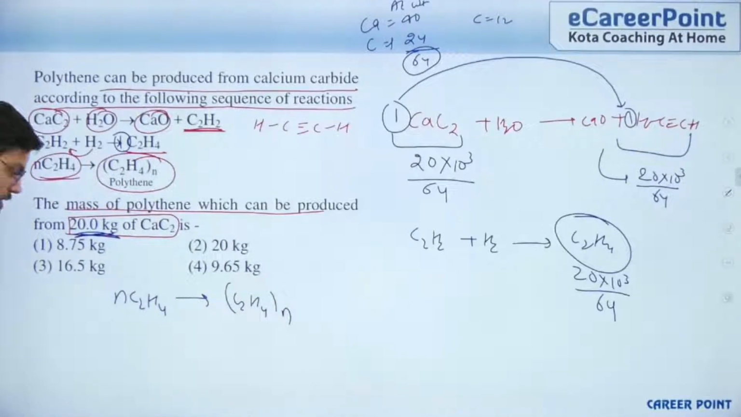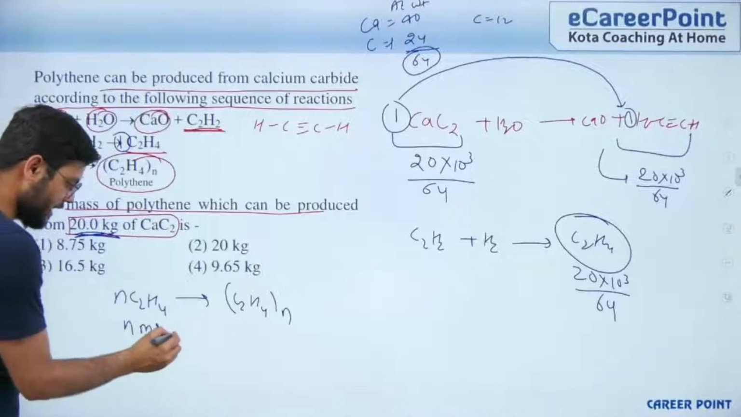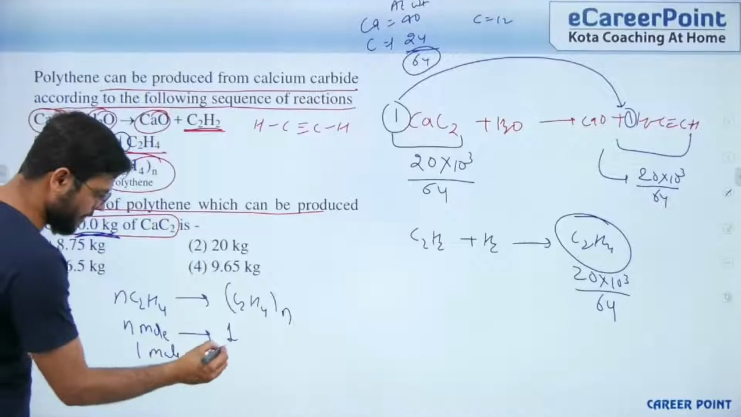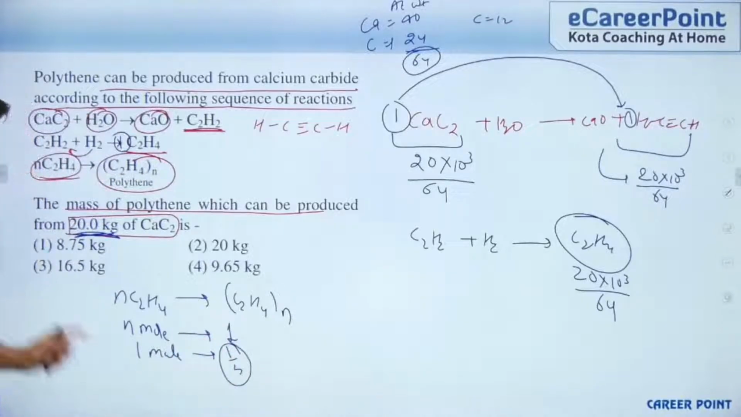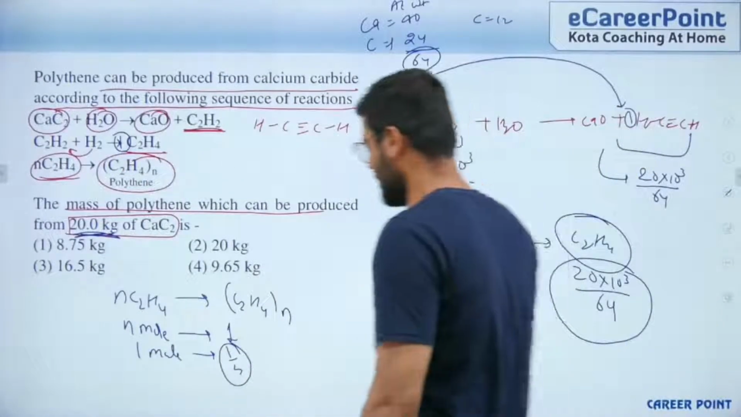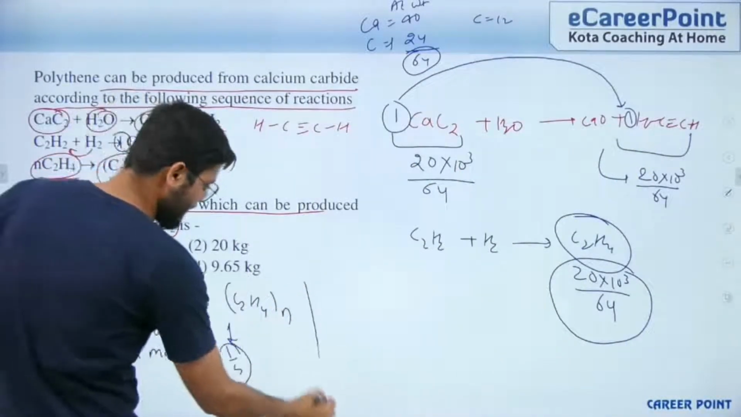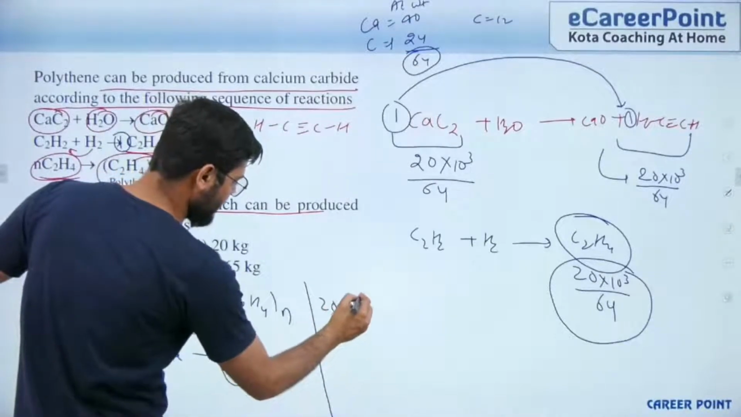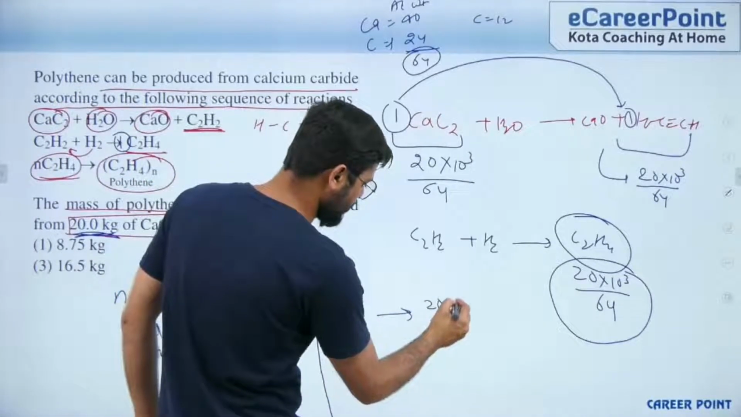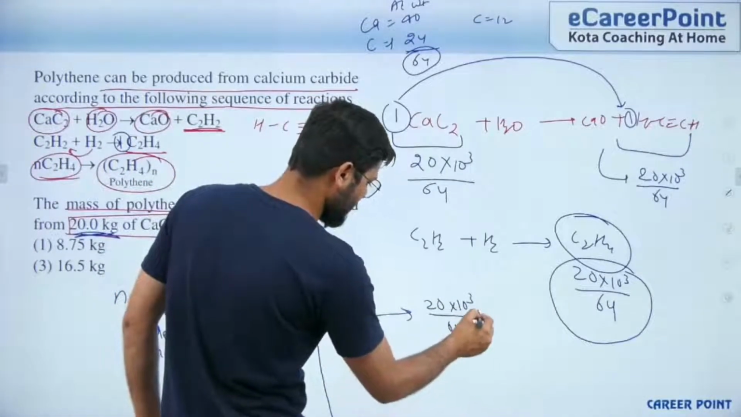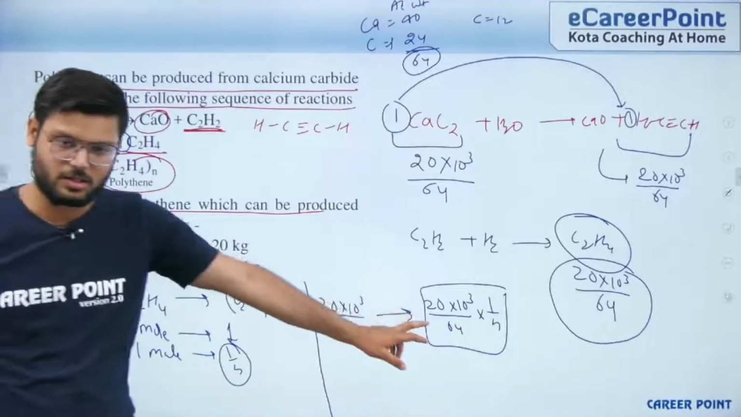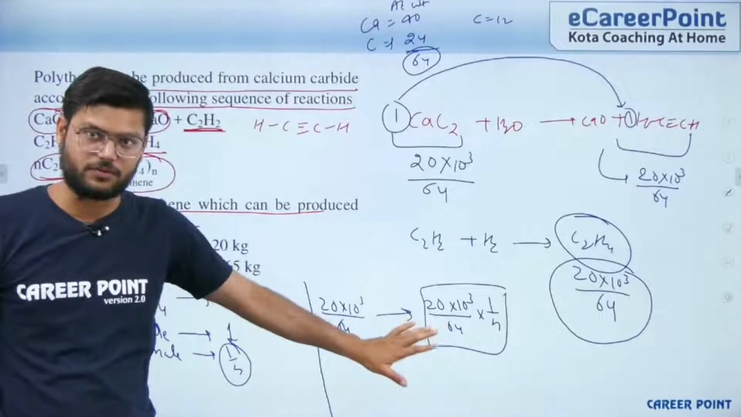How many moles? These n moles are going to make 1 mole of this. So 1 mole of C2H4 is going to make 1 by n mole of polythene. How many moles of C2H4 do we have? We have this many moles. So the number of moles of C2H4 is, my dear student, 20 into 10 to the power 3 by 64 mole, multiplied by 1 by n. So this many moles of polythene we are going to make, in this way for this question.